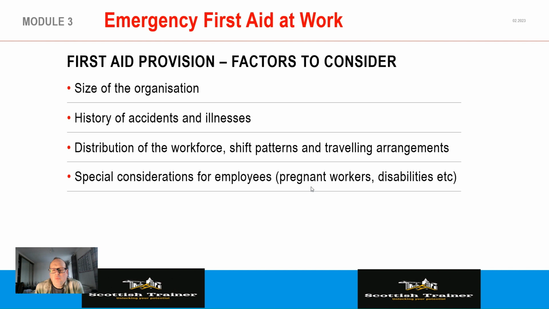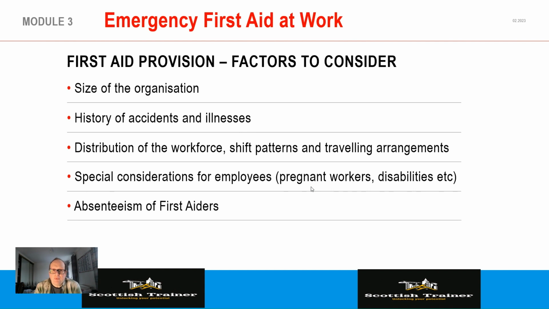Do you have a high needs workforce as well? People that are pregnant, people that have disabilities. A lot of workforces will have a lot of people with disabilities, and this comes with its own factors, and you may want to add additional first aid cover because you may be running at slightly higher risk.